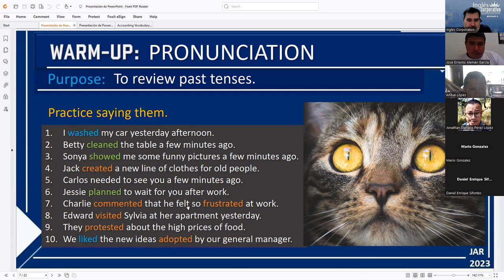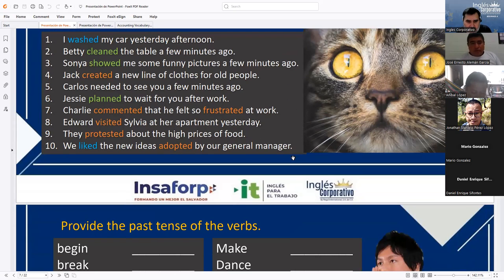Charlie commented that he felt so frustrated at work. Edward visited Sylvia at her apartment yesterday. They protested about the high prices of food. We liked the new ideas adopted by our general manager. And so this is the pronunciation.